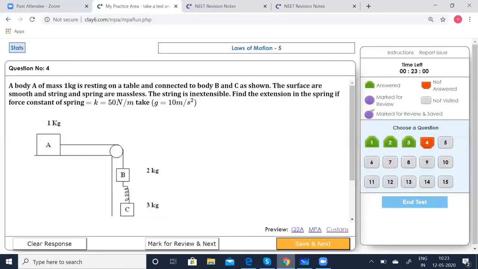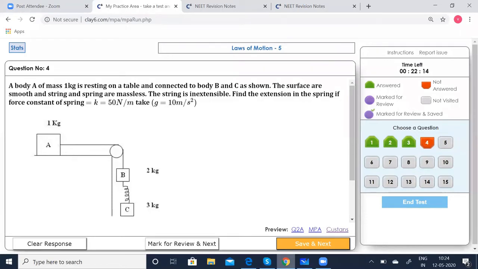A body A of mass 1 kg is resting on a table and connected to bodies B and C as shown. The surfaces are smooth and the string and spring are massless. The string is inextensible. Find the extension in the spring if the force constant of the spring is K, where K is given as 50 newtons per meter. Take G as 10 meters per second squared. The 1 kg mass goes over a frictionless pulley. B is of mass 2 kg, and then there is a spring which has C with a mass of 3 kg. Now let us quickly solve this.